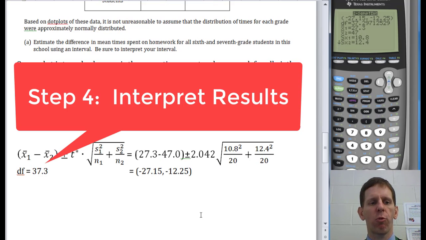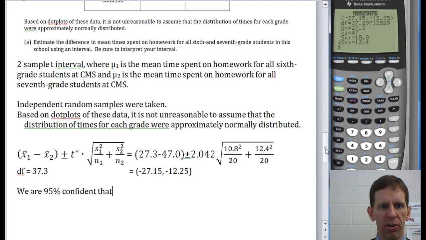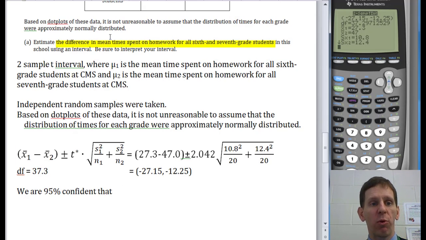We always start step 4 with we are, whatever percent confident you are. We're using 95%. If they don't give you a value, I like to use that as your default value. We are 95% confident that. Here's where the wording gets a little bit different. They want you to estimate the difference in mean time spent on homework for all 6th and 7th grade students in this school. So that's what we're 95% confident about. We're 95% confident that we're working with a difference in means. Anytime you're dealing with a 2-sample t, it's a difference in means.